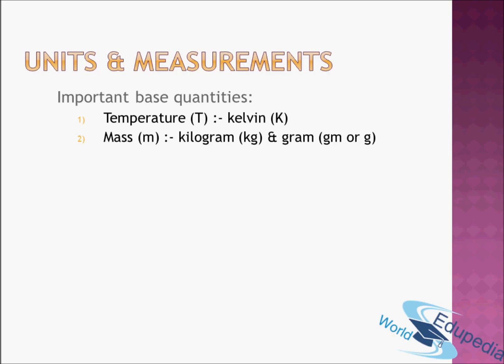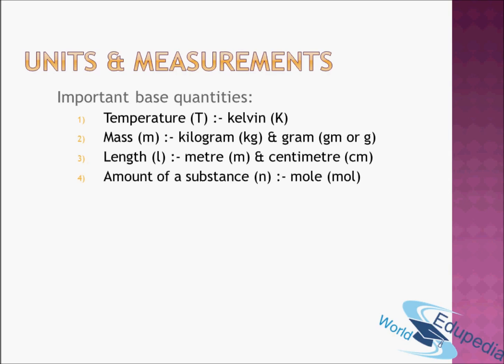Then mass is often represented by small m. Its unit is kilogram, represented by kg in SI system, and it is gram in CGS system, which can be represented either by gm or just g. Next base quantity is length. It is often represented by letter L and its unit in SI is meter and in CGS it is centimeter.